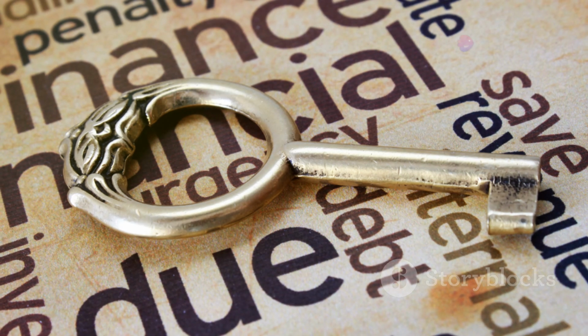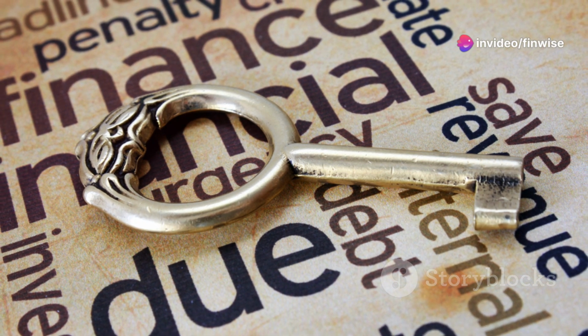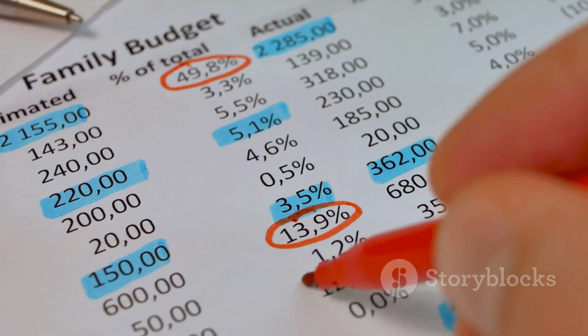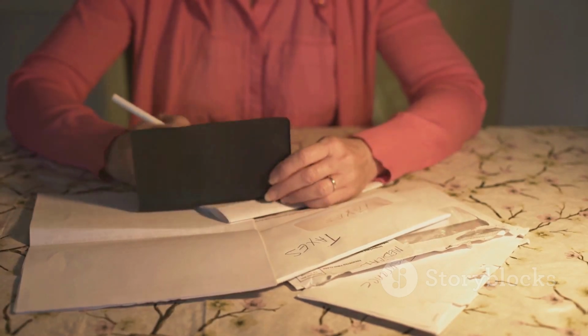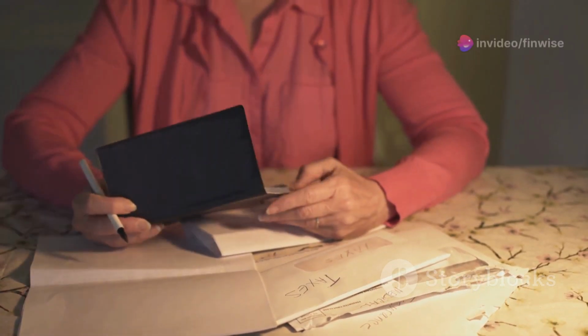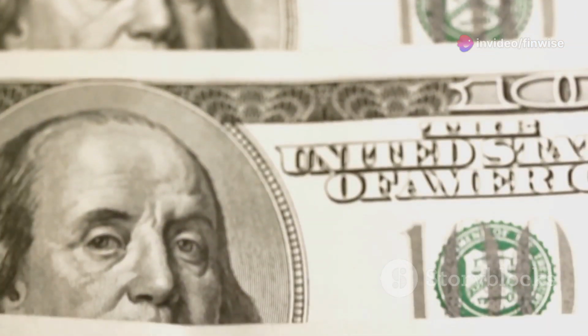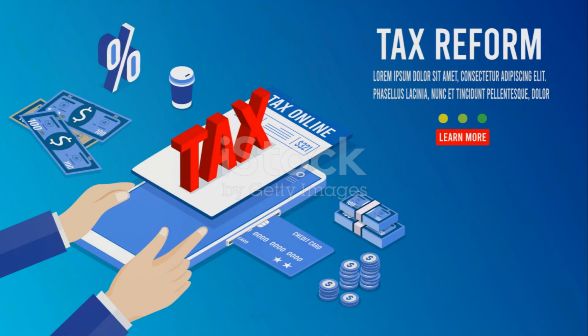However, opting for the new regime means foregoing deductions and exemptions available in the old regime. This includes popular deductions like those under Section 80C, 80D, and housing loan interest. The new regime benefits individuals with simpler financial situations. If you have minimal investments or expenses that qualify for deductions, the new regime might be more advantageous. It offers lower tax rates and a hassle-free tax filing process.